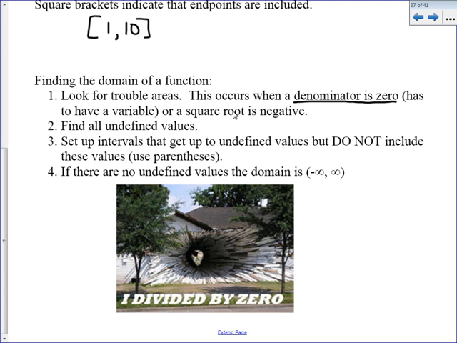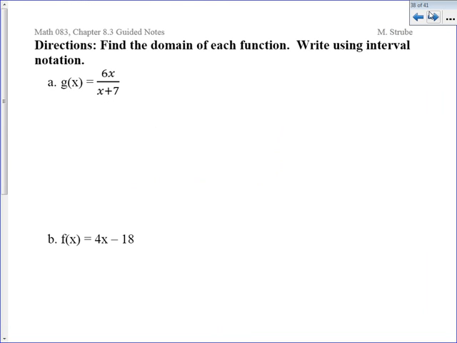If there are no undefined values, the domain is negative infinity to positive infinity. So if we don't have a denominator with a variable, any number will work. If we don't have a square root, any number will work. For us, it's just a fraction. So no dividing by 0. So your directions are going to say find the domain, write using interval notation.